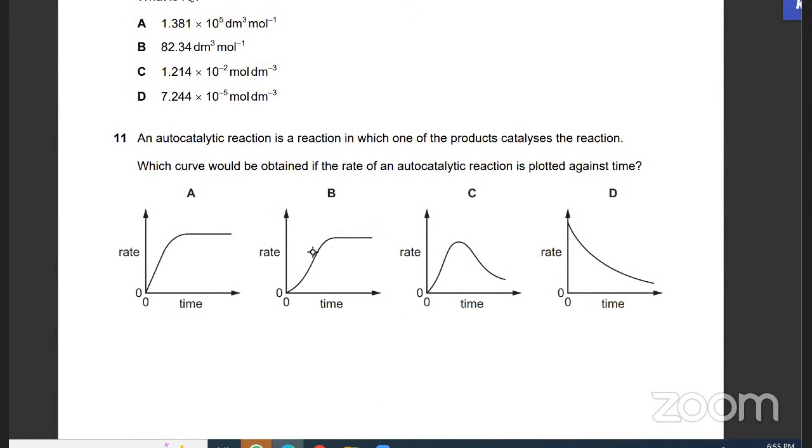An autocatalytic reaction is a reaction in which one of the products catalyzes the reaction. Which curve would be obtained if the rate of an autocatalytic reaction is plotted? C is correct. What will happen is the product is the catalyst. So right at the beginning of the reaction, you don't have products, right? When the reaction starts, the rate of the reaction would be very slow in the beginning. Is that clear?